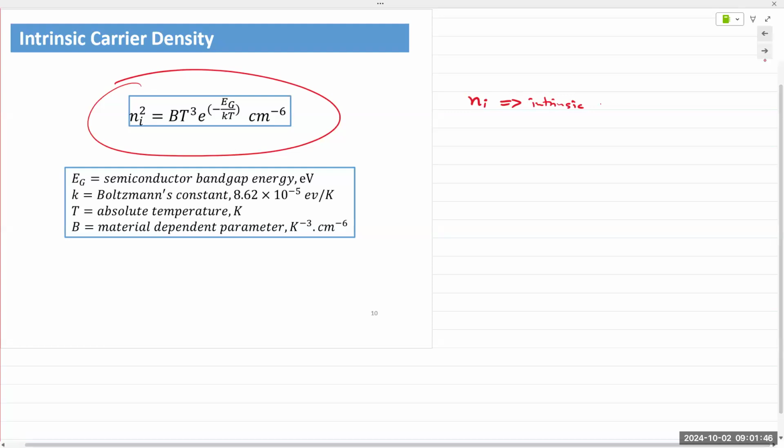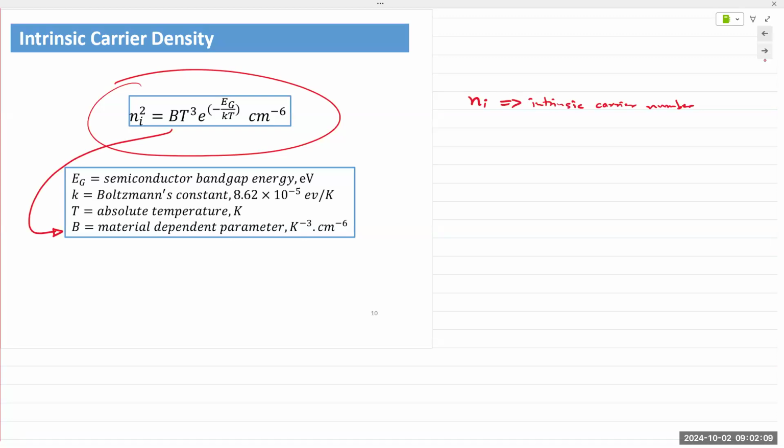So the intrinsic carrier number is given by B T cubed e raised to minus EG over kT. Let's take a look at each of these terms. B is a material dependent parameter, and it has to do with thermal conductivity of the lattice structure and the mobility of the carrier electrons. T is the absolute temperature in Kelvin that would be given as part of the problem itself.